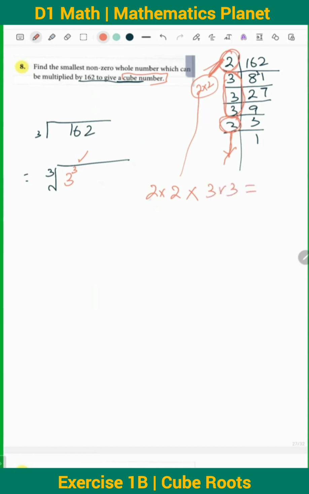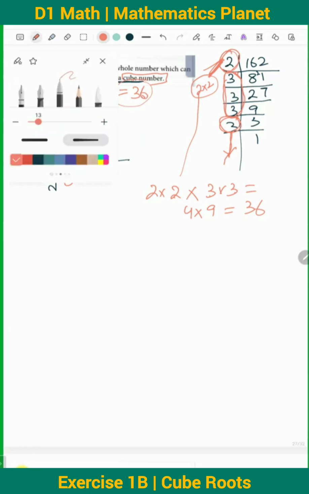So what will you get? 2 times 2 is 4. 3 times 3 is 9. So 9 into 4, 36. So the smallest whole number that can be multiplied with 162 to give a cube number will be 36. Now let's check this answer. We have got the answer, but now we can check it. Okay, check.